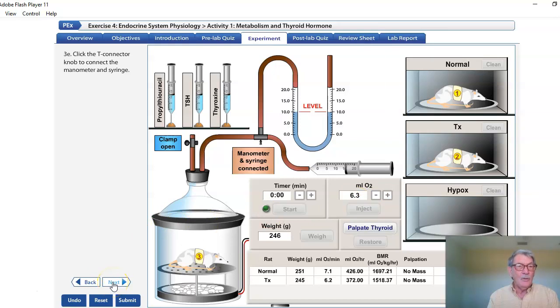Okay, so to connect the manometer to the syringe.